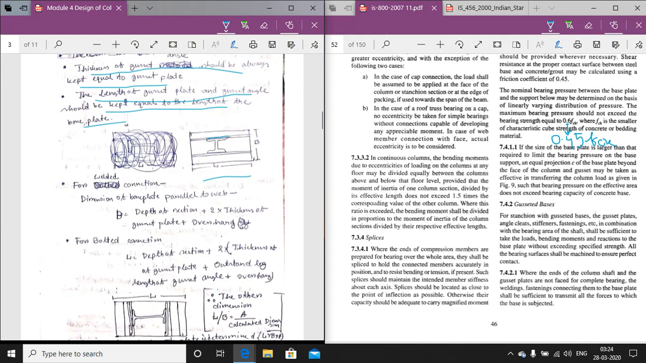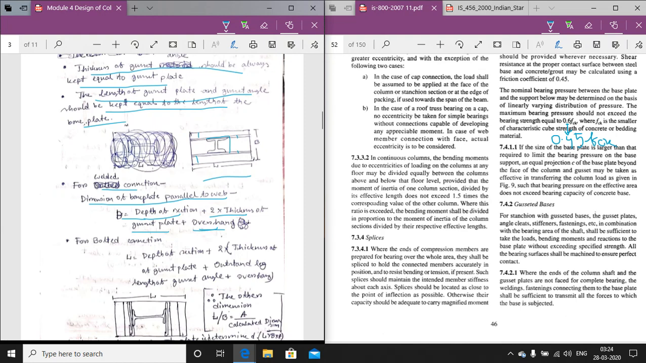So for the welded connection, the dimension of the base plate parallel to web, that means this is the web, is B, which is equal to the depth of the section plus 2 into the thickness of the gusset plate, this is the 2 thickness, and the overhang, this is the value of the overhang. So for the welded connection, this is the dimension of the base plate.